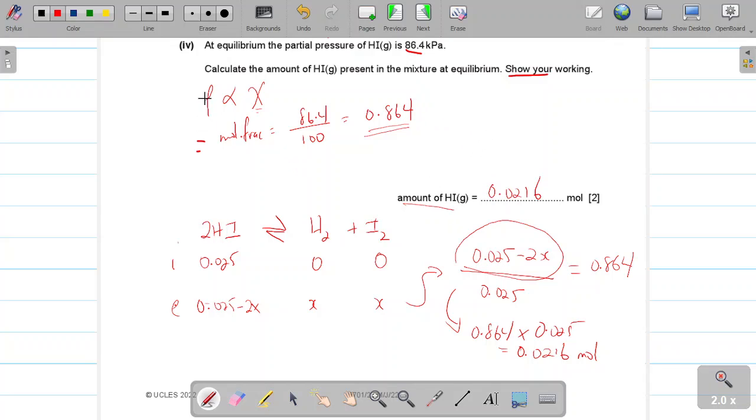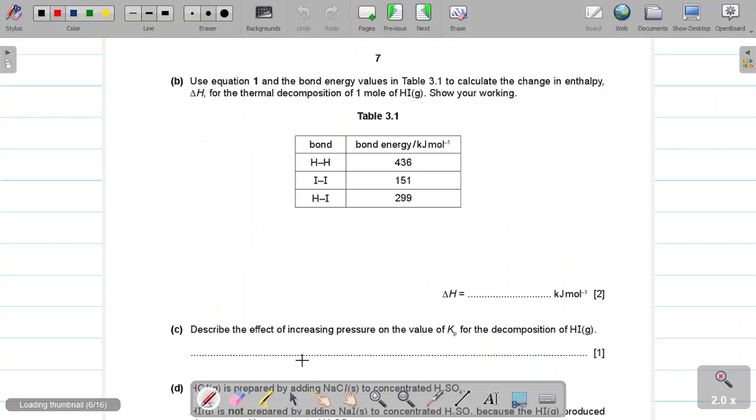So this question required us to know that mole fraction is proportional to partial pressure, and we just need to apply the concepts of equilibrium here, generate an expression for the mole fraction, and then we could calculate the amount of hydrogen iodide that was present at equilibrium, which we got to be 0.0216 moles.